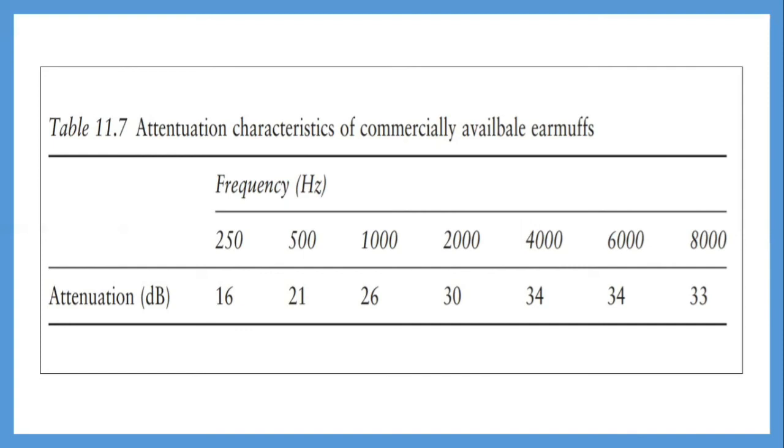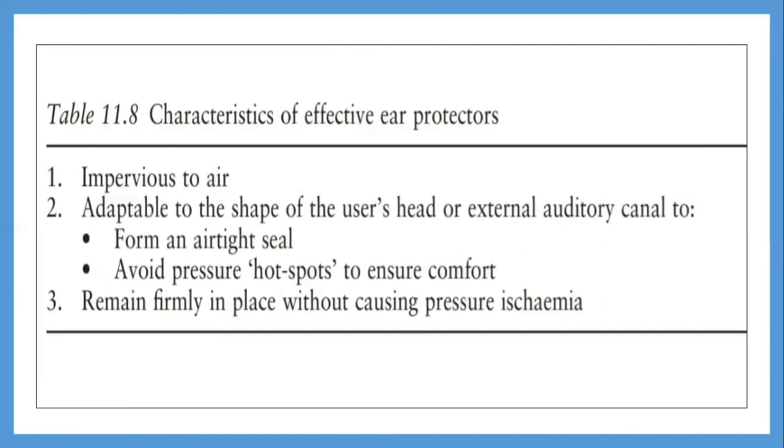Some characteristics of effective ear protectors are given in table 11.8. As you can see in table 11.8, it presents the characteristics of an effective ear protector. First, impervious to air. Second, adaptable to the shape of the user's head or external auditory canal to form an airtight seal and avoid pressure hotspots to ensure comfort. And finally, remain firmly in place without causing pressure ischemia.